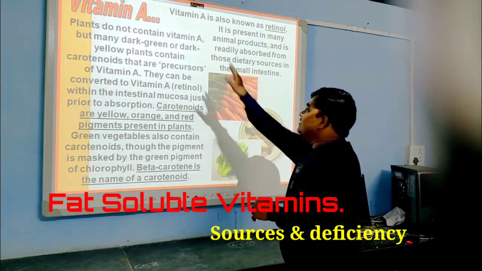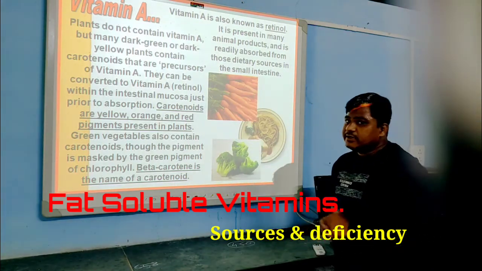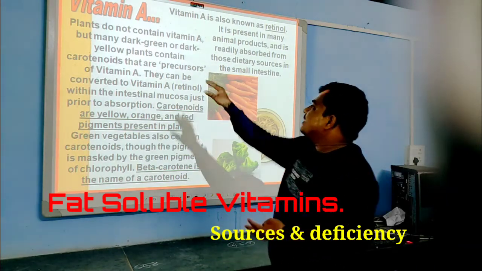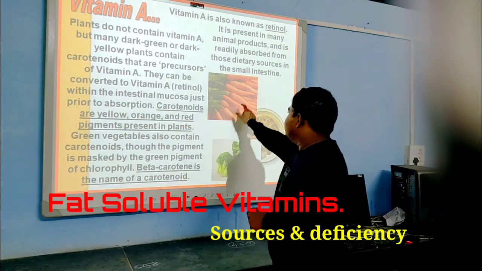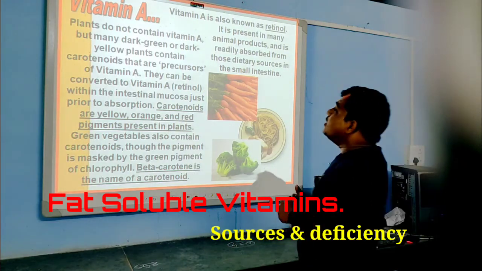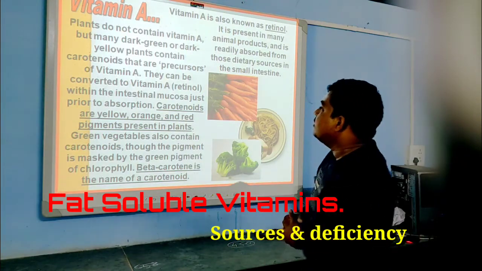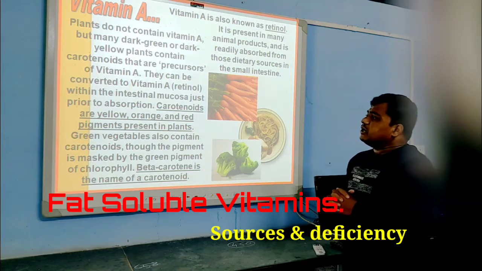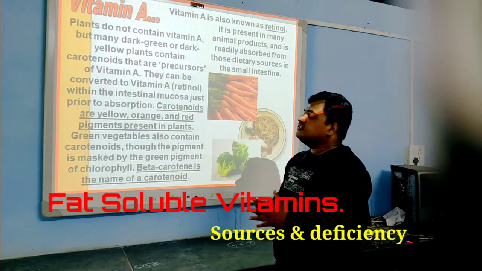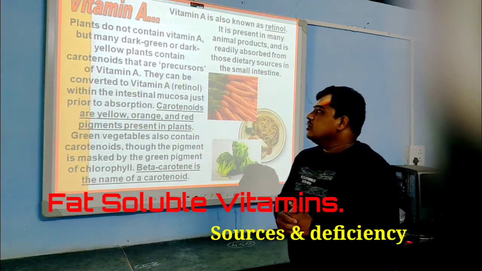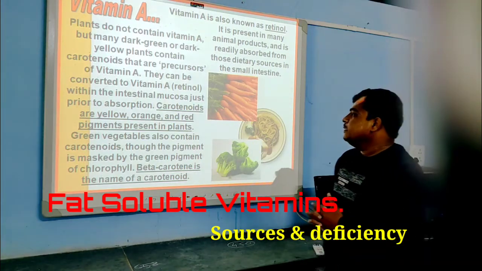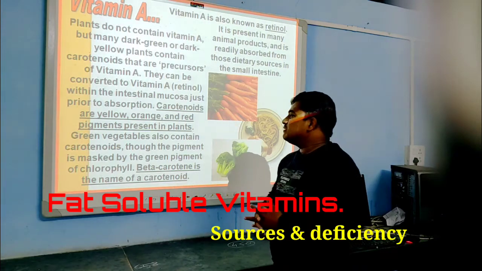Plants do not contain vitamin A, but many dark green or dark yellow plants contain carotenoids that are precursors of vitamin A. So see here, this is the carotene. These carotenoids can be converted to vitamin A, that is retinol, within the intestinal mucosa just prior to absorption. Carotenoids are yellow, orange, and red pigments present in plants.